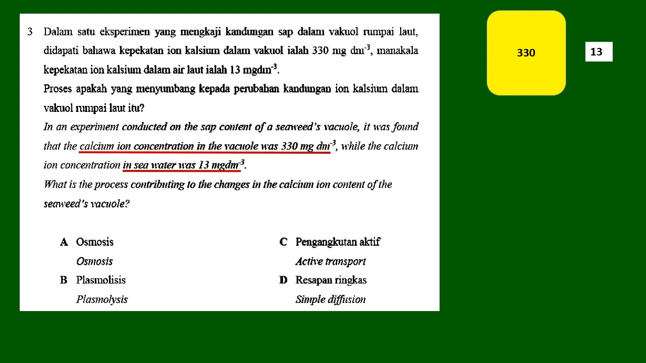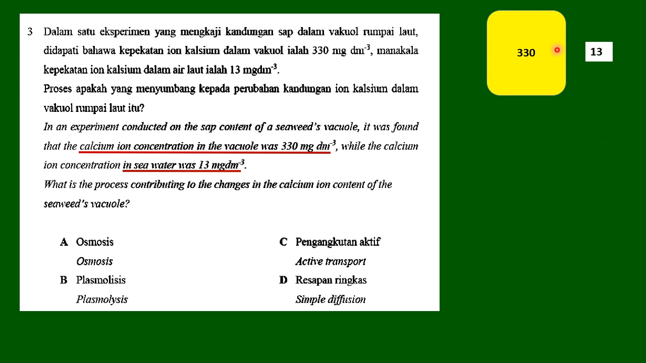Question 3. In an experiment conducted on the cell sap of a seaweed's vacuole, it was found that the calcium ion concentration in the vacuole was 330 milligrams per decimeter cube, while the calcium ion concentration in seawater was only 13 milligrams per decimeter cube. What is the process contributing to the changes in the calcium ion content of the seaweed's vacuole? Okay, what is the process that causes the changes in the calcium ion content?